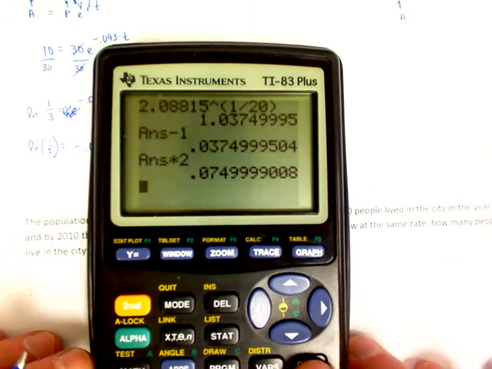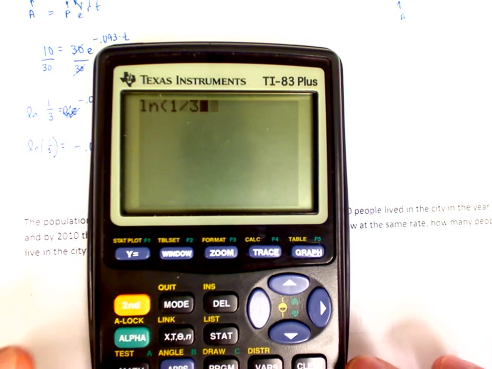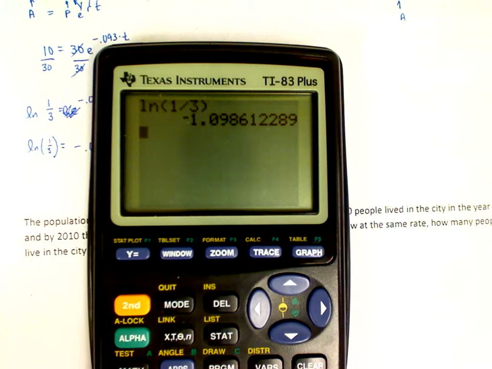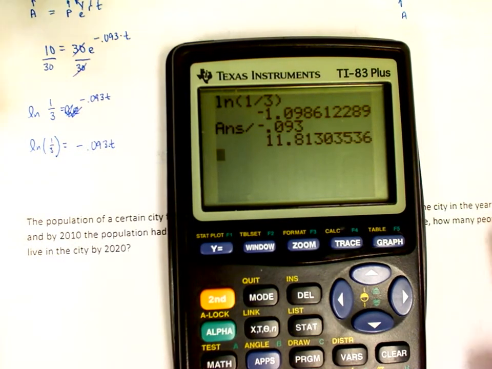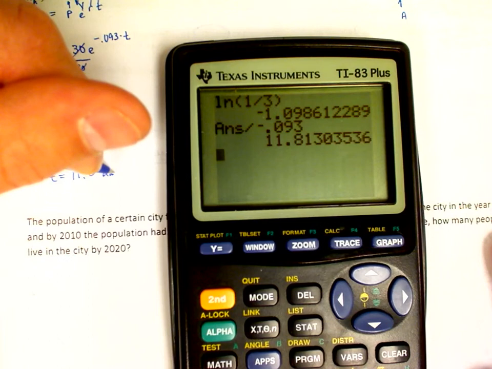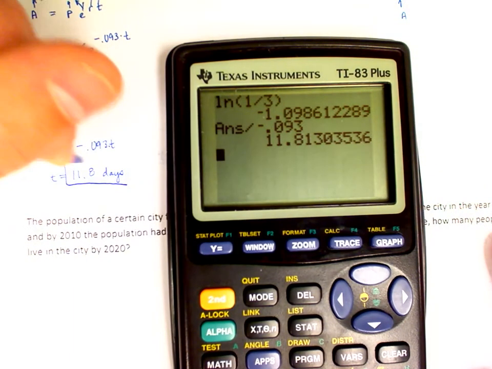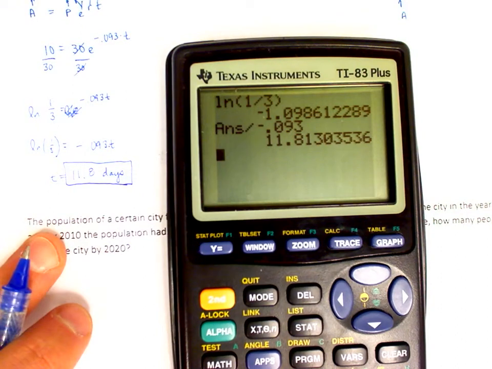So on my calculator, here we go. Natural log of 1/3 is that value right there. I'm going to divide it by negative 0.093. And T is equal to 11.8. And in my units, they told us T is measured in days. 11.8 days later on. So hopefully that makes sense.